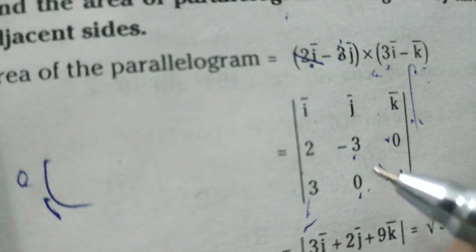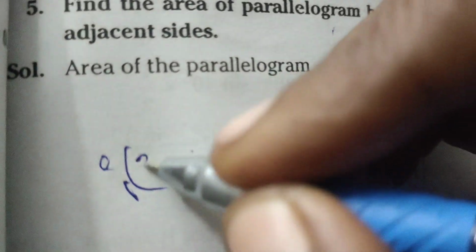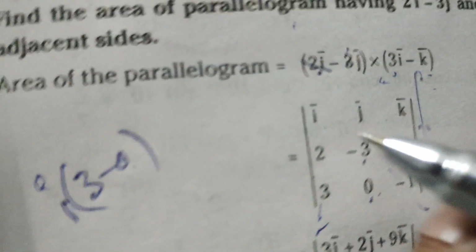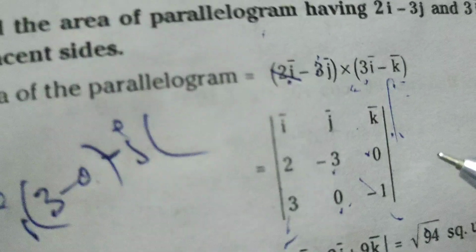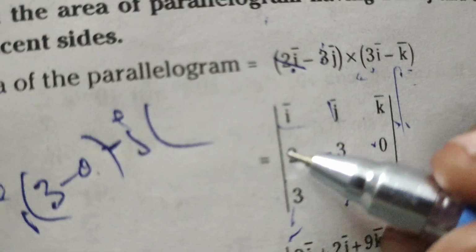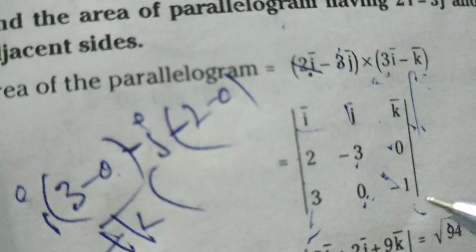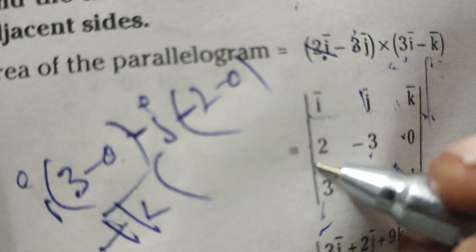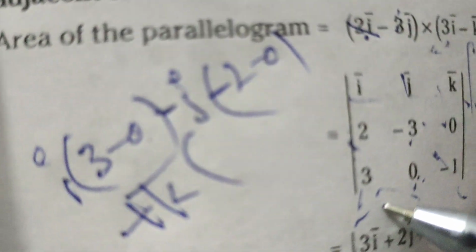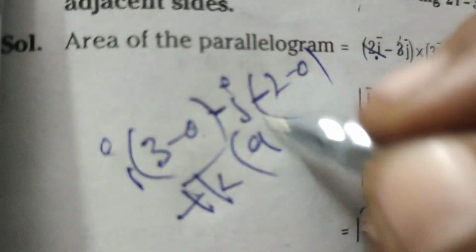First, i into (plus 3 minus 0), which is 3i bar. Next, minus j into (plus 3 minus 0)... Next, minus j into: except this column and this row, using AD minus BC, minus 2 minus 0. Next, plus k bar into: except this column and this row, using AD minus BC, 0 minus of minus 9, that is plus 9.